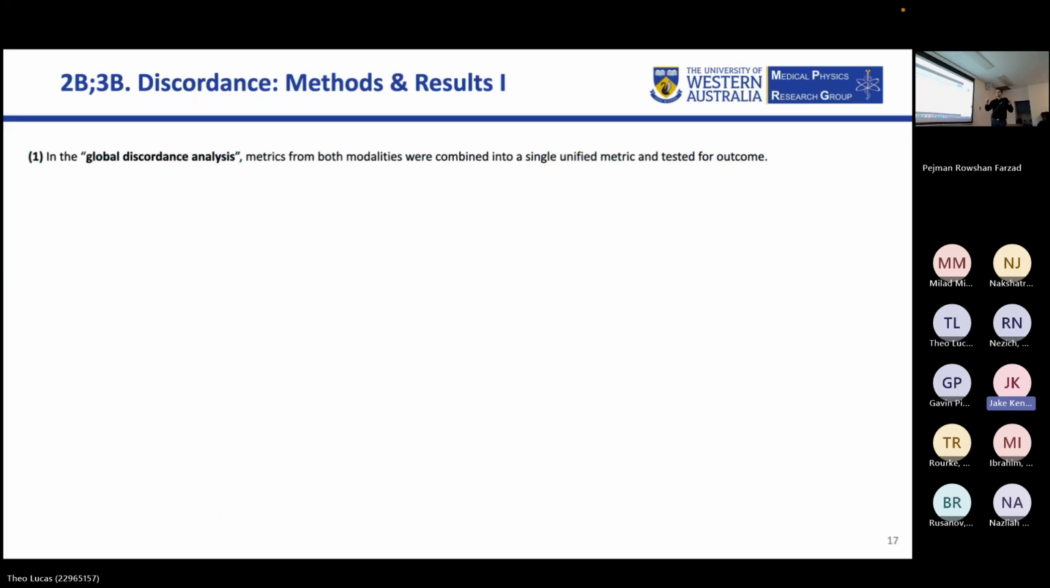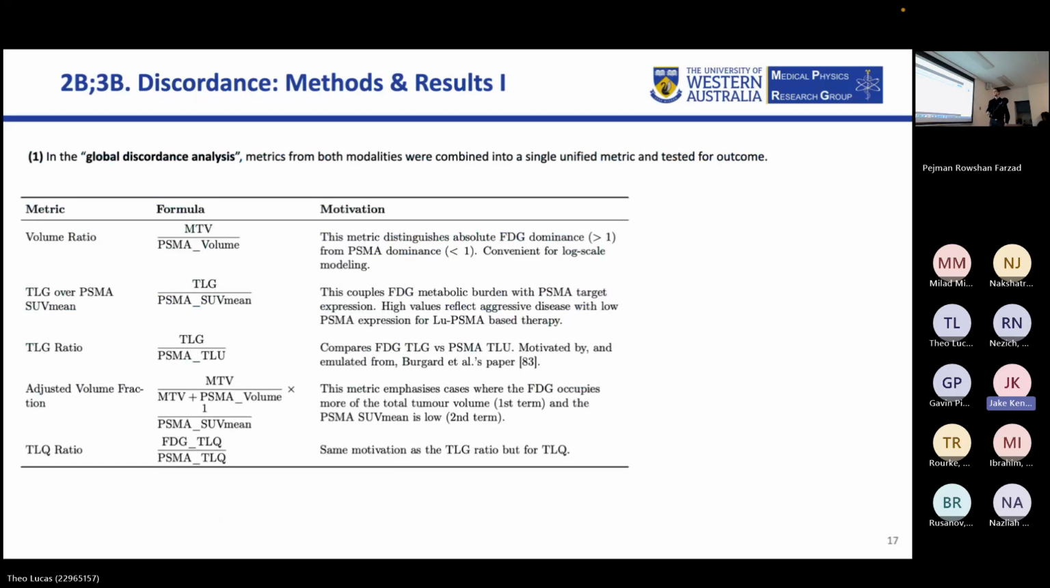All right, so in the global analysis, as I've said, metrics for both modalities were extracted, namely volumetric features and SUVmean and SUVmax. The SUVmax was not subsequently used. And these metrics were combined into a single unified metric. So if we see here, these were the 5 novel metrics introduced, which, as I've argued, are reflective of the discordance phenotype. Because what every metric is essentially asking is, to what degree is a patient's disease metabolically active rather than molecularly?